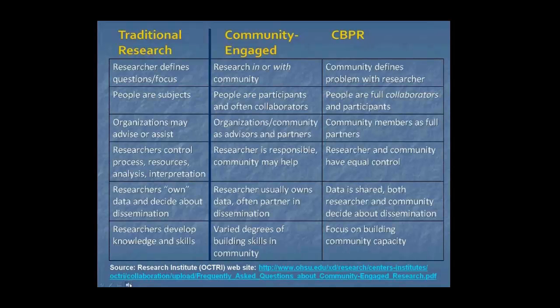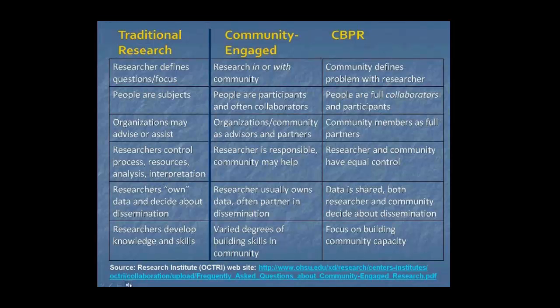So in general, in traditional research, the responsibility and the control is located with the researcher. The researcher or the research team defines the research question and controls all the phases of the data collection, analysis, and dissemination of the research findings. In this model, people in the community, whether they're individuals and families in the local community, clients in an agency, or professionals, are the subjects of research.